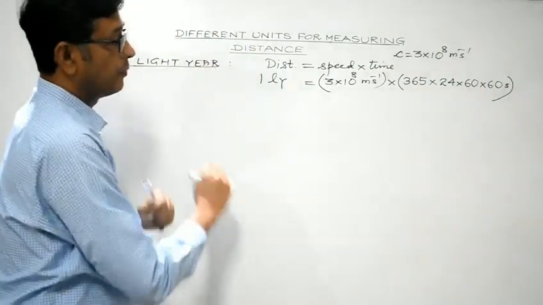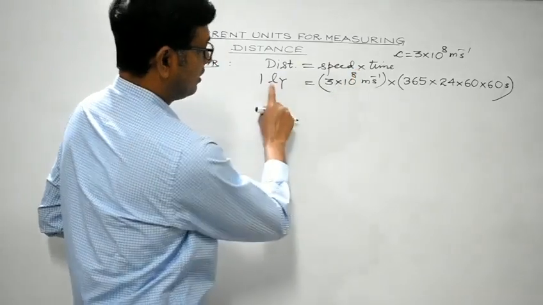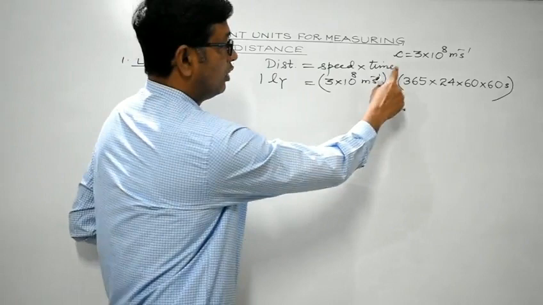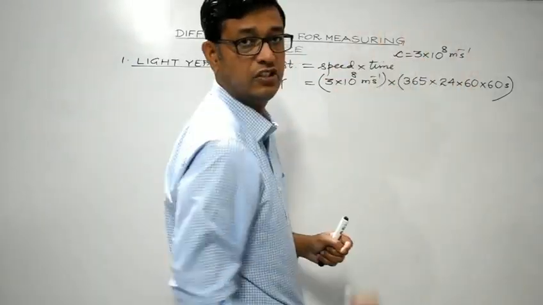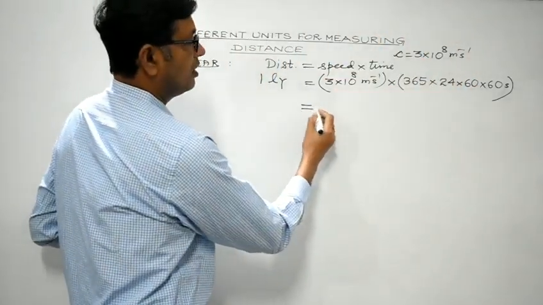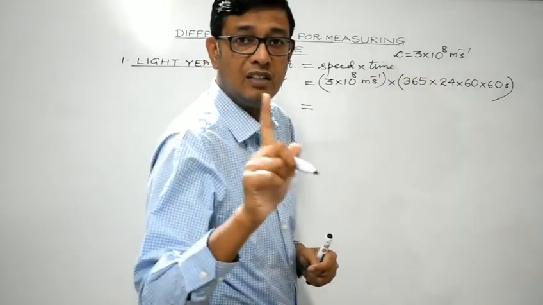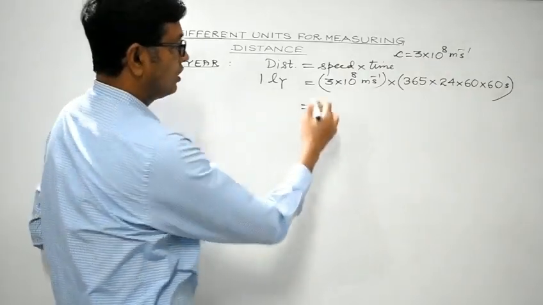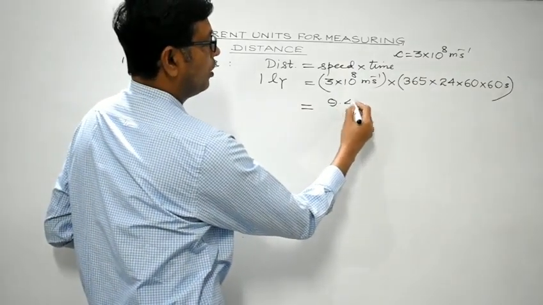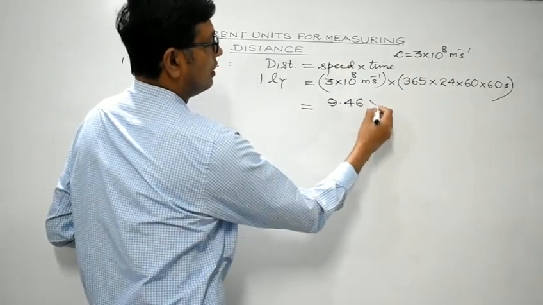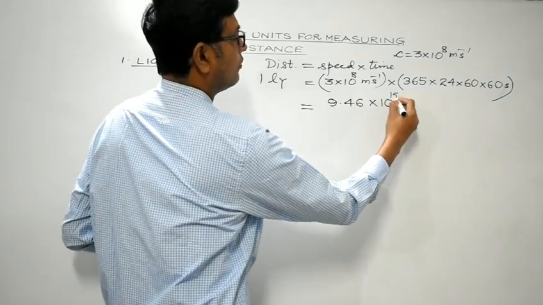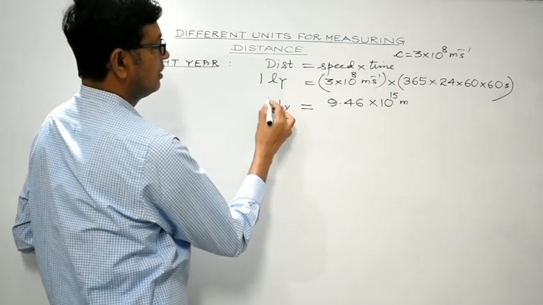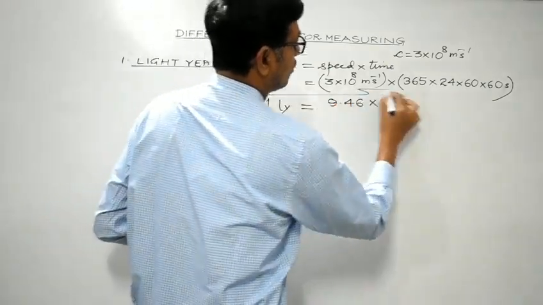So light year is the distance covered by light in air or vacuum during the time interval of 1 complete year, right? If you evaluate it, you will get the numerical value in meter. Second per second get cancelled, you will get meter. So its value is found to be 9.46 into 10 raised to power 15 meters. So you can easily evaluate this and you can get this relationship.